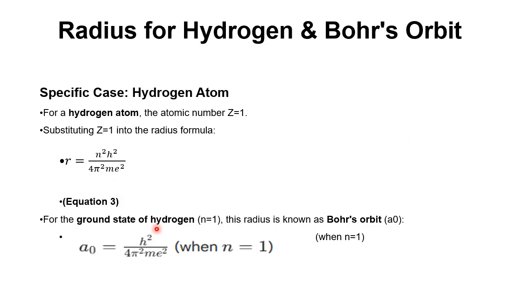For the ground state of hydrogen atom, n is equal to 1. This radius is called Bohr's orbit, that is a naught. So the a naught value is calculated by a naught is equal to h square divided by 4 pi square m e square. In this case, n is equal to 1. In the previous equation, we call this n is equal to 1. When n is equal to 1, then this equation becomes a naught, that is Bohr's first orbit.